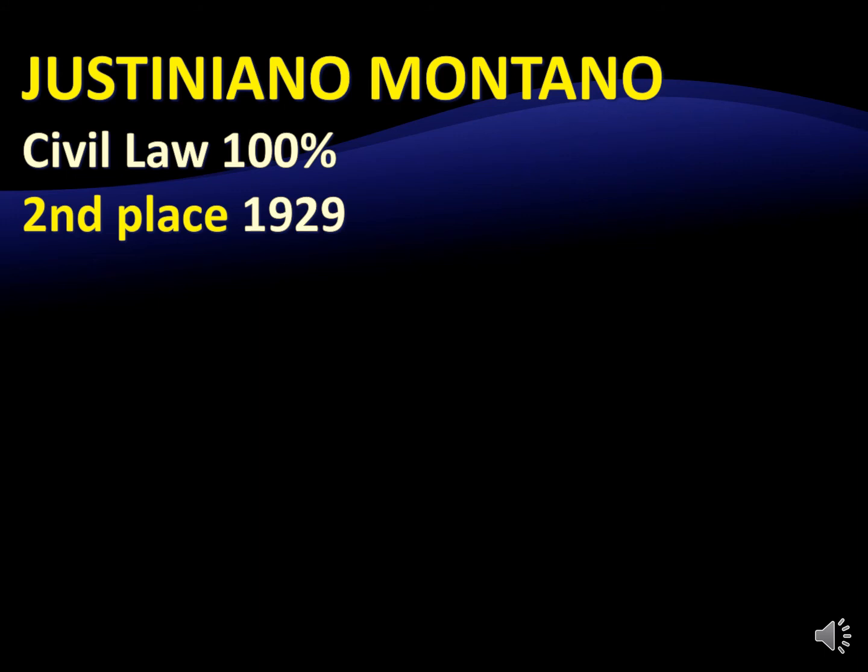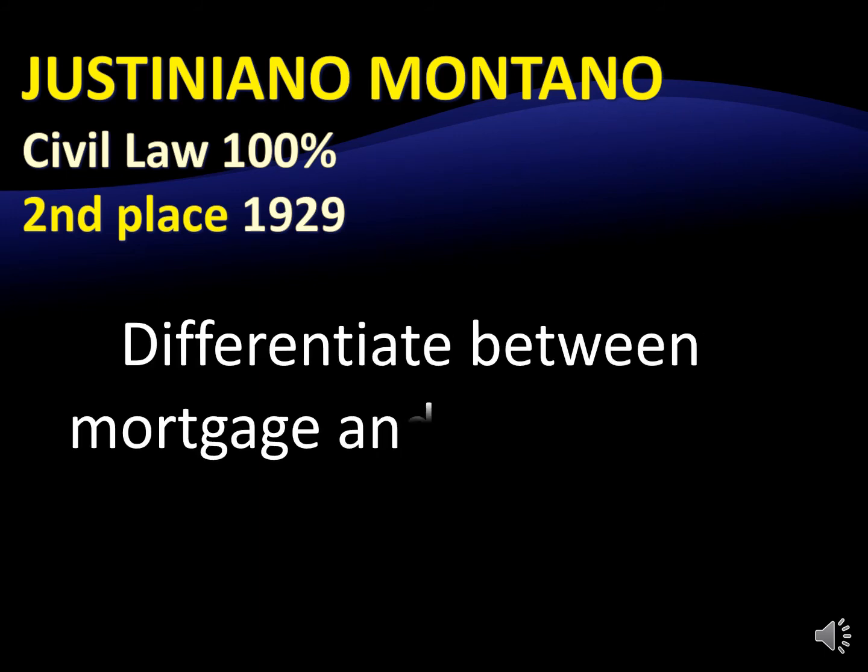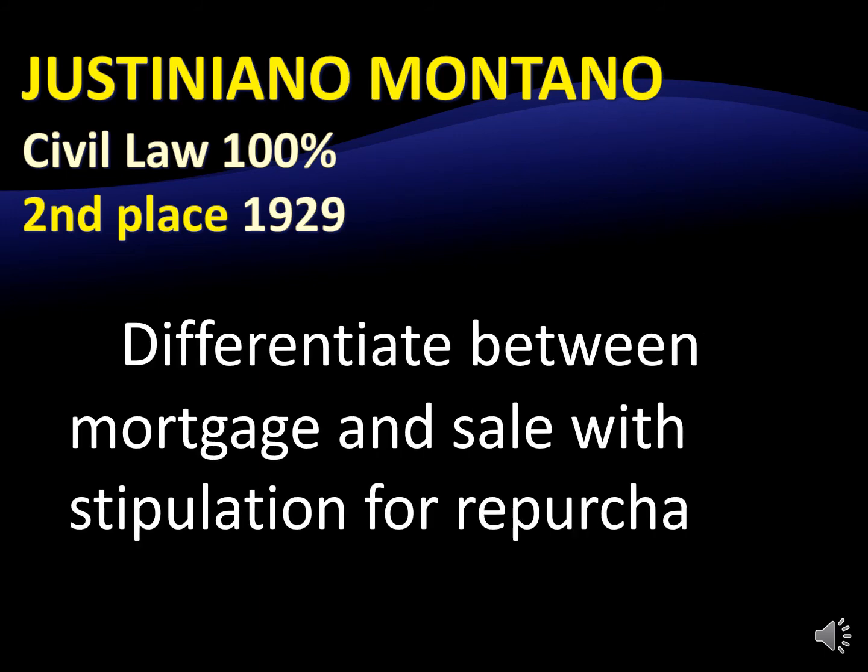So let's look at the question asked of Justiniano Montano. This time, this is a distinction type. Differentiate between mortgage and sale with the stipulation for a purchase.